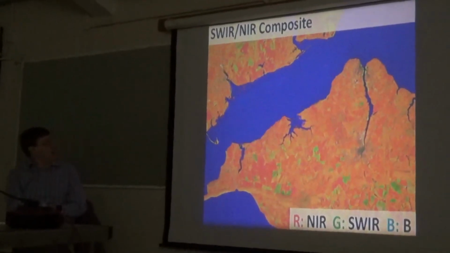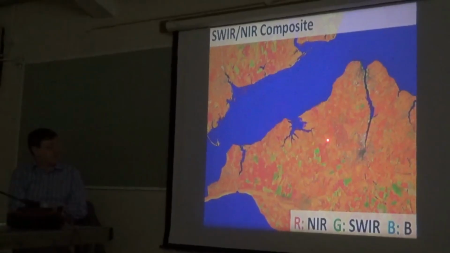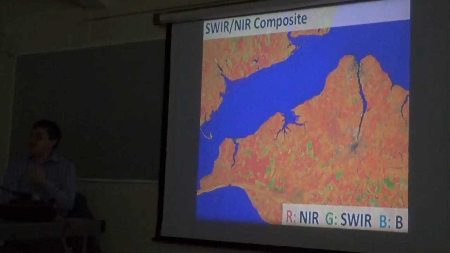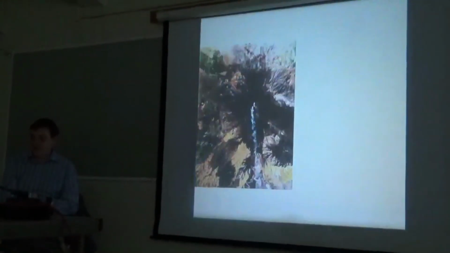And this is another false colour composite, a shortwave infrared composite. So again, you can start to see differences between the different farmers' fields, which are because of the different reflectances of different types of crops in things like the shortwave infrared and the near infrared.